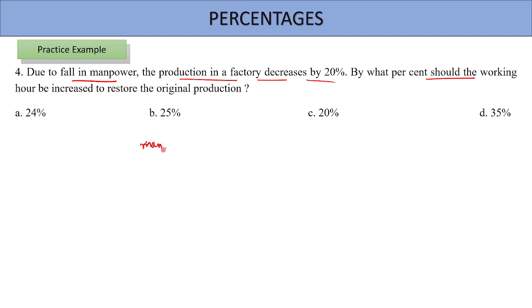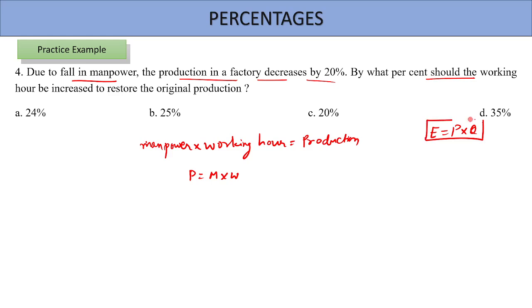So manpower into working hours is going to give me production. So P is equal to M into W, I can say. And this is nothing but what we understood in our previous session: E equals P into Q, expenditure is equal to price into consumption. That same logic we will apply over here.